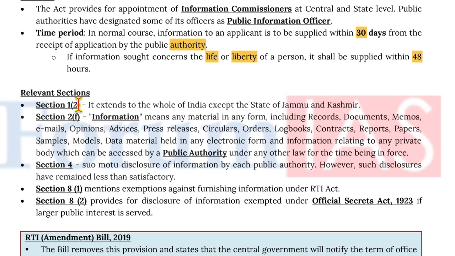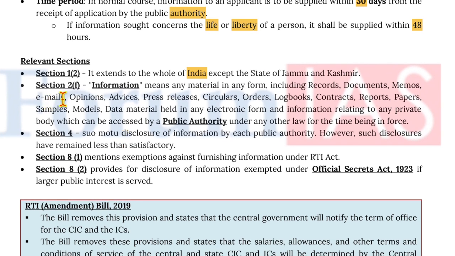Now, some of the relevant sections are Section 1, Subclause 2, it extends to the whole of India except for the state of Jammu and Kashmir. Section 2, Subclause F, information means any material in any form, including records, documents, memos, emails, opinions, advices, press release, circulars, orders, logbooks, contracts, reports, papers, samples, models, data material held in any electronic form, and information relating to any private body which can be accessed by a public authority under any other law for the time being in force.